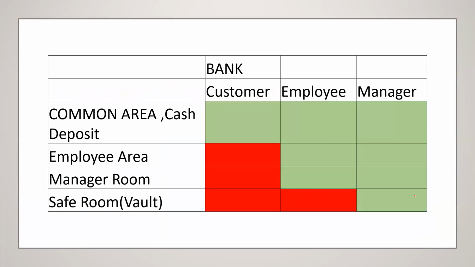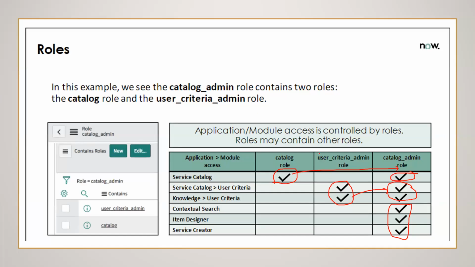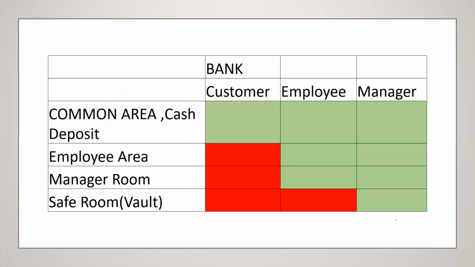Like in this example, I created this on my own just to help my candidates understand what I'm talking about. If you see this, these two roles, how they are consumed, and it has its own role. Similarly, you can map it here. If a customer is going to a bank, the customer can see the common area and the cash deposit area.